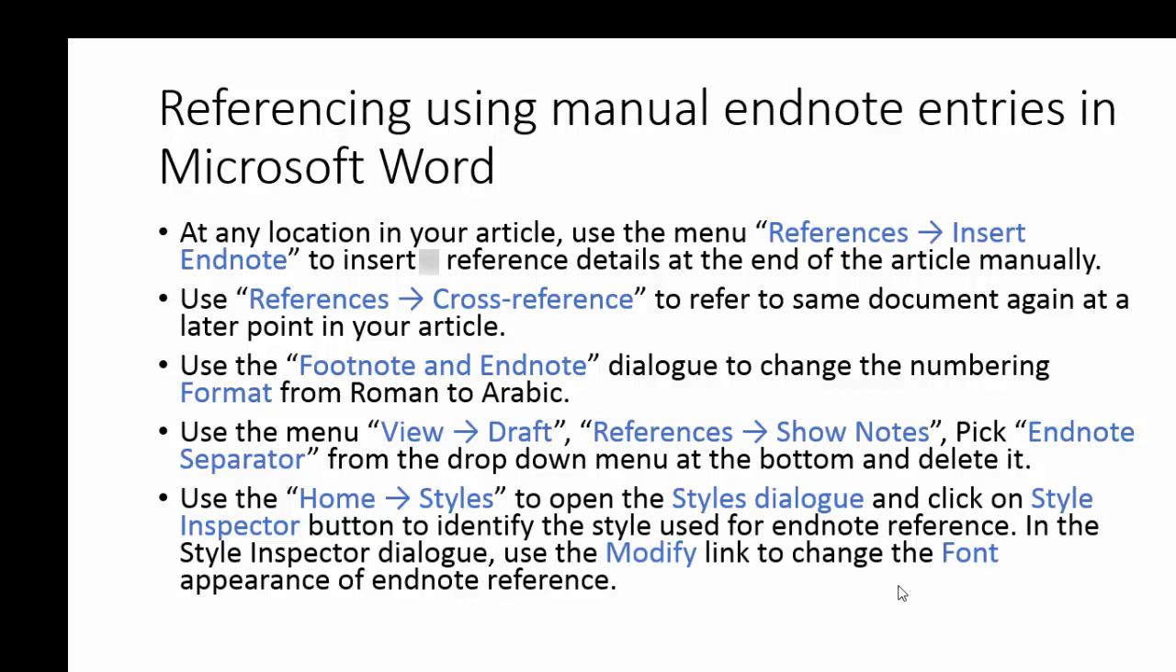Use the Footnote and Endnote dialog to change the numbering format from Roman to Arabic. Use the menu View, Draft, References, Show Notes. Pick EndNote Separator from the drop-down menu at the bottom and delete it if you do not want to see that line separating your document and the list of references. Use Home, Styles to open the Styles dialog. Click on the Style Inspector button and identify the style used for the EndNote reference. And then in the same dialog, you can use the Modify link to change the font appearance of the EndNote reference. And this is all that is required to list the EndNotes at the end of your document in the sequence that you are going to use in your document.